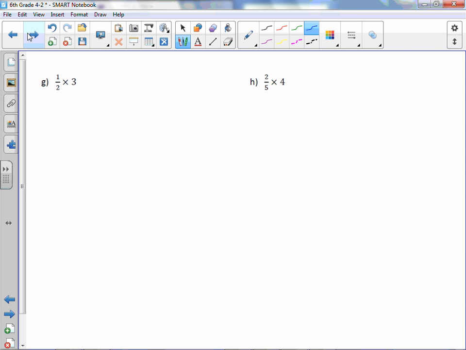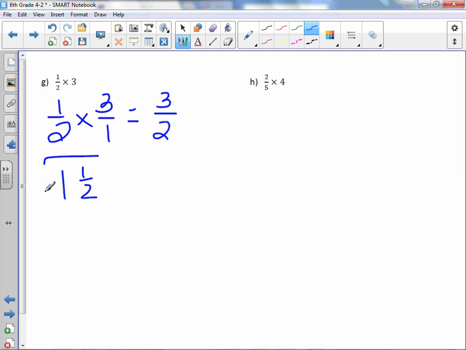Letter G. 1/2 times 3 over 1. 1 times 3 is 3, and 2 times 1 is 2. 3 over 2 as a mixed number is 1 and 1/2.